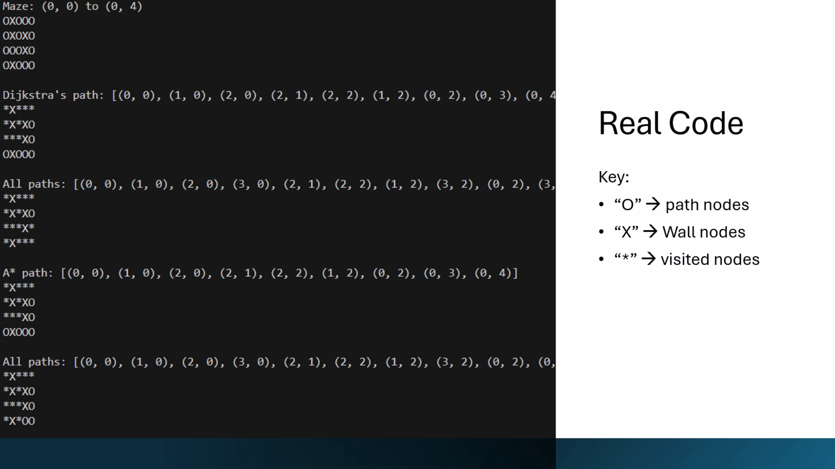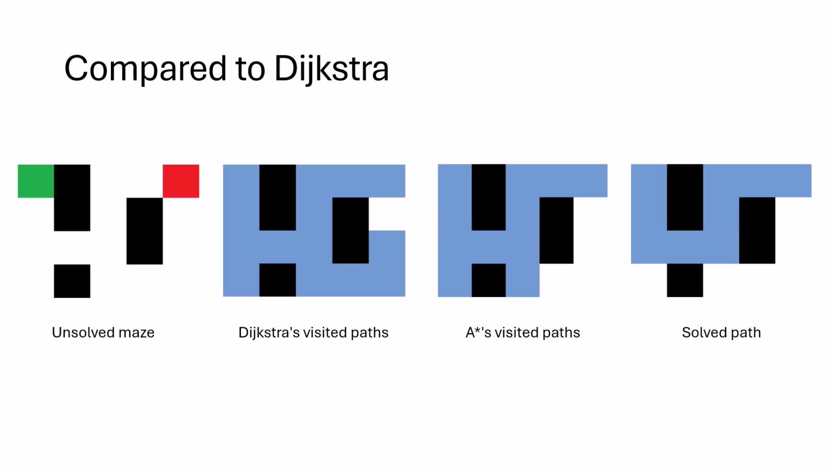This is some code that we wrote to compare the two algorithms, and the next slide will present the data in a much nicer format. Now I'll compare A-star to Dijkstra's algorithm. On the left is the unsolved maze. The green square is the start, and the red square is the end. In the next picture, you can see that Dijkstra's algorithm had to visit all but one of the squares to find the shortest path. A-star had to visit 3 fewer squares to find the same shortest path. This may not seem like much of a difference in such a small maze, but if you expand this to larger maps, the difference is significant.